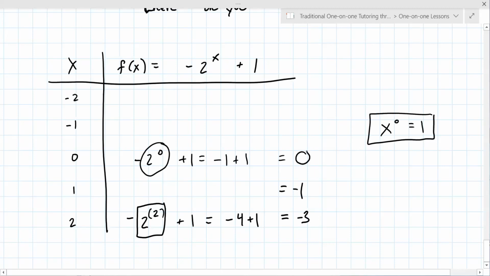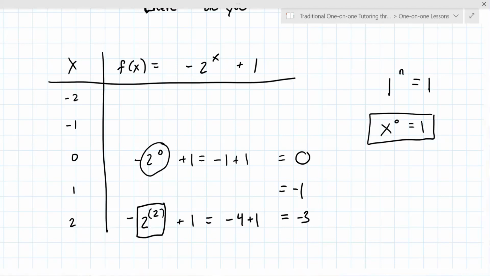Okay, any number with what was it called again? Any number to the power of 0. You're seeing my screen, right? Yeah. Any number to the power of 0 is always 1. And then 1 to any power is also always 1.